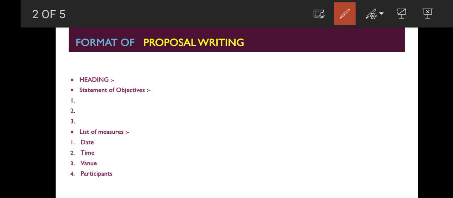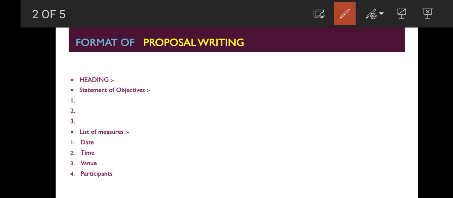How will you elaborate it? Let me tell you. Suppose there is a competition, a drawing competition. You could write the drawing competition will be held on this particular date. Suppose today is 12 May. So the drawing competition will be held on 12 May 2023. In the place of time, you have to write that the drawing competition will start from 9 a.m. to 12 or 3 a.m.